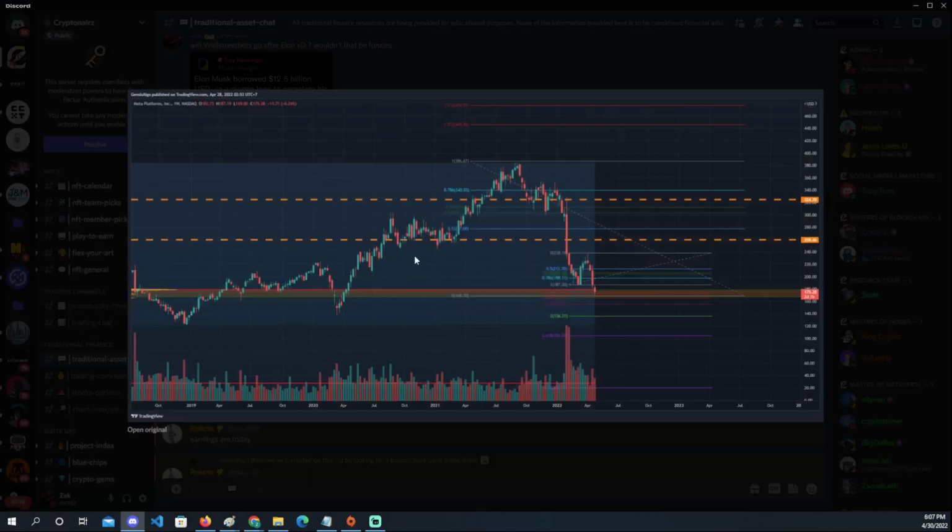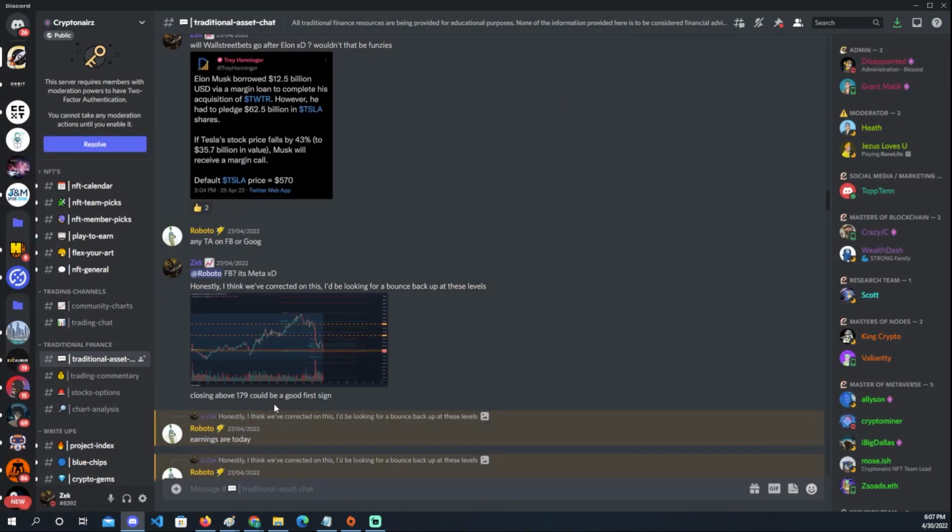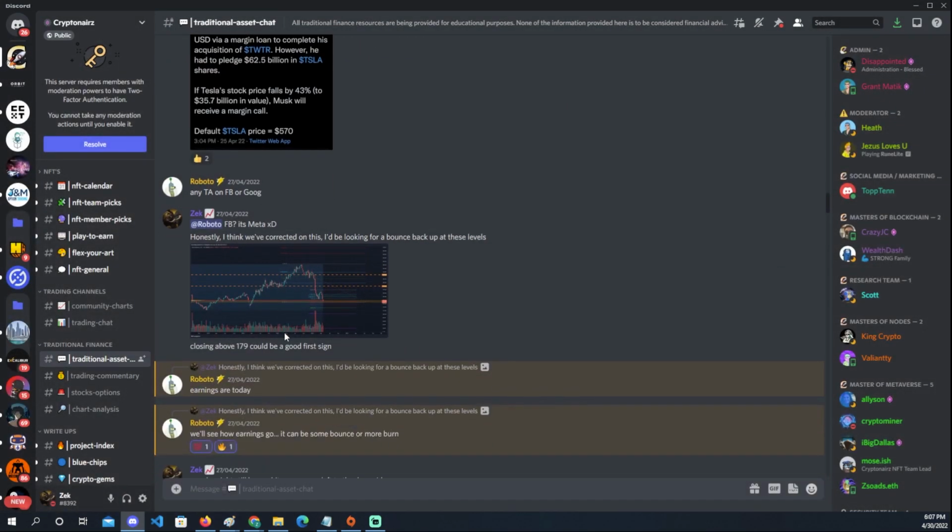So I created the chart for Meta first of all, and what I saw is that we were hitting a very important support level around the $175. So this is what I communicated to Roboto. Thanks for putting in these requests. I know you're very active, and you put in a lot of chart requests, which we appreciate a lot.